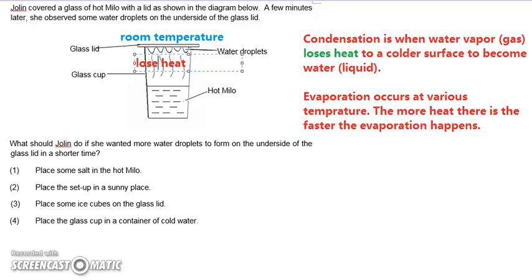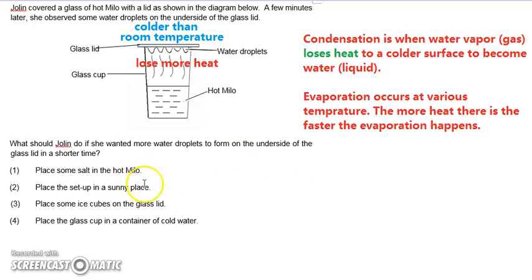Okay, in order for the water vapor to lose even more heat, this glass lid cannot be at this temperature, it must be even colder. So we need to find a way to make the glass lid colder than room temperature, right? So that the water vapor will lose more heat and therefore more water droplets will be formed. So what should Jolene do if she wanted more water droplets to form?